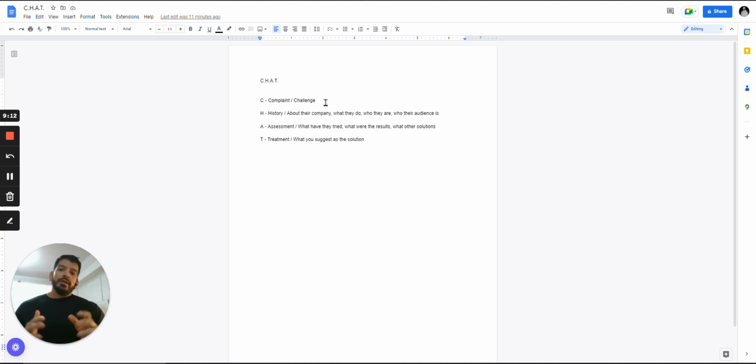Now, T is the final part. It's treatment. All right. So treatment is your solution strategy. What's going to help them? What's that prescription to get them over that pain point they're going through?